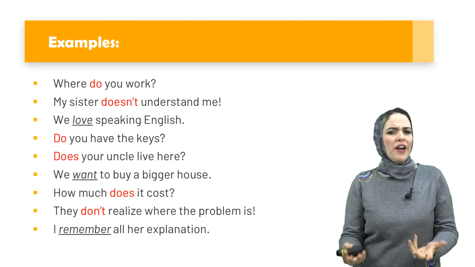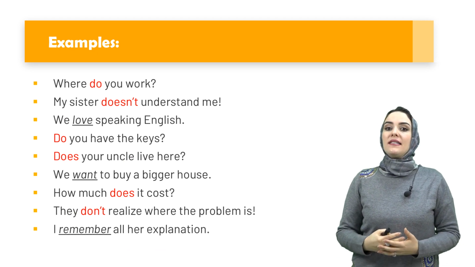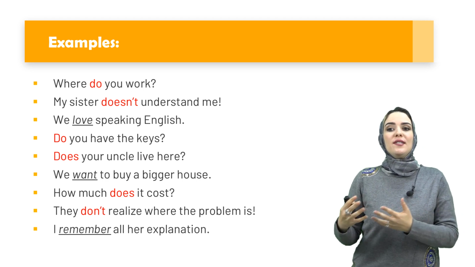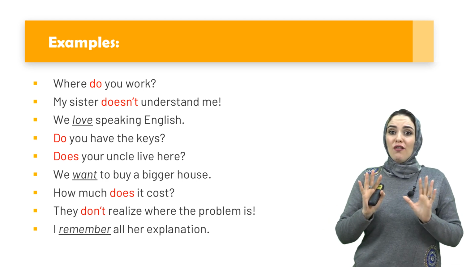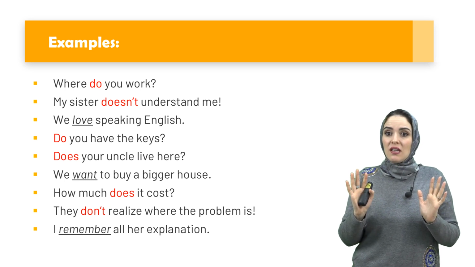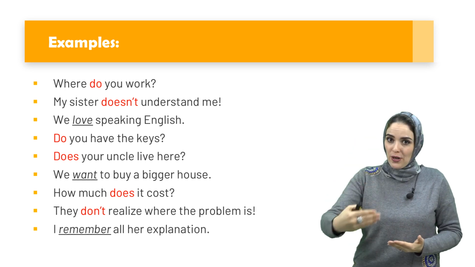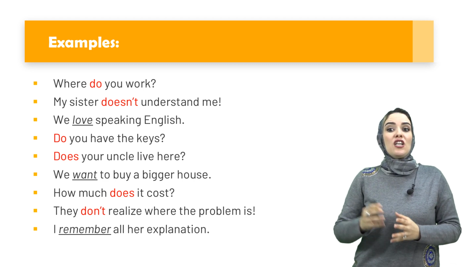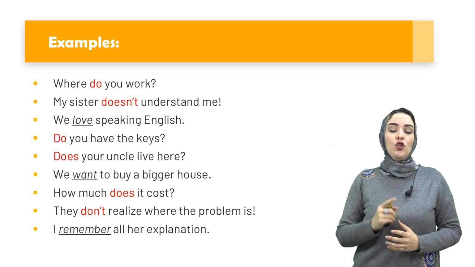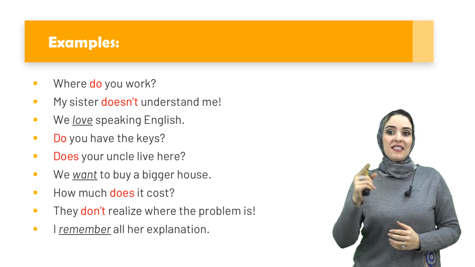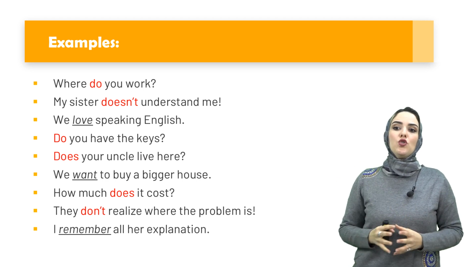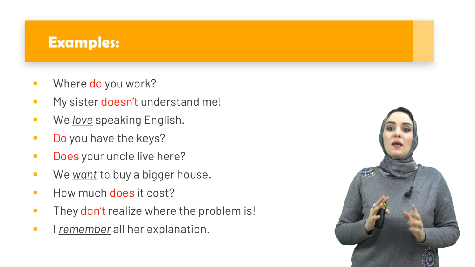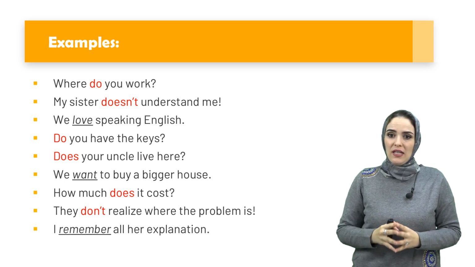Examples. Where do you work? My sister doesn't understand me. We love speaking English. Love. We can't see any changes, yet it's conjugated in the present simple. Do you have the keys? Does your uncle live here? Your uncle. He. Does he? We want to buy a bigger house. We don't see any changes, but it's the present simple conjugated.